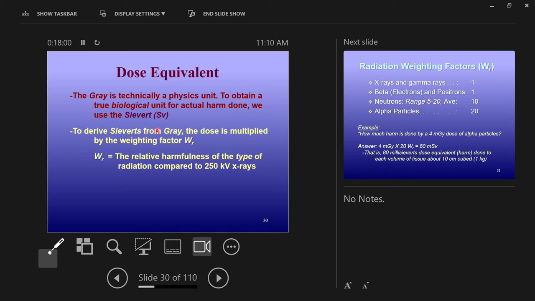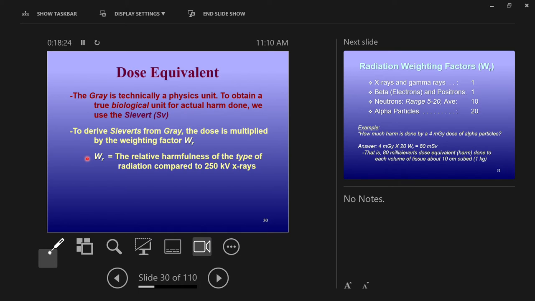All right. It's not as hard as it might seem. If you know how much you're exposed to, then you know how much you absorbed, right? If you know how much you absorbed and you know what kind of radiation it is, you can apply the radiation weighting factor, which is just a number. Multiply the absorbed dose by the number, and you get the dose in sieverts.